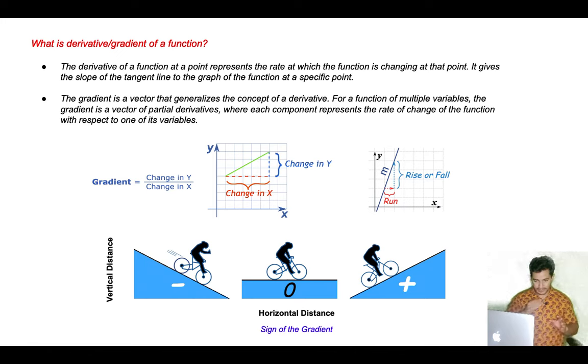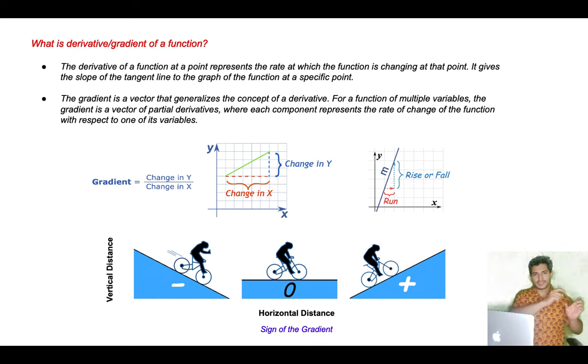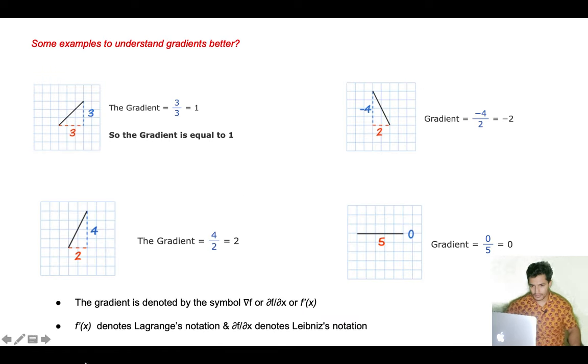So let's use derivative and gradient synonymously. But to differentiate, the derivative is the slope or rate of change of a function at a point, and gradient generalizes the concept of derivative in case of multiple dimensional vectors or variables. The gradient vector will represent the partial derivative of the function with respect to one variable at a time, keeping others constant. Some examples to understand gradient a bit better.